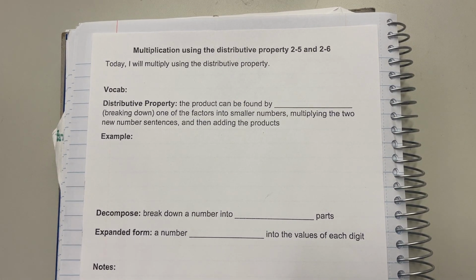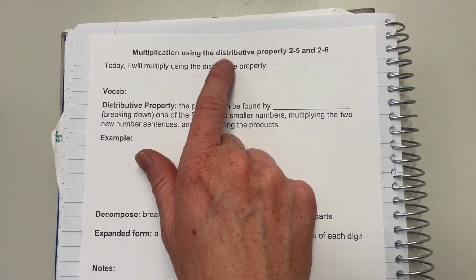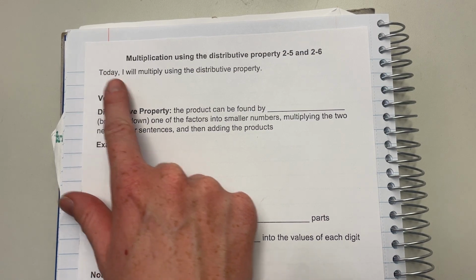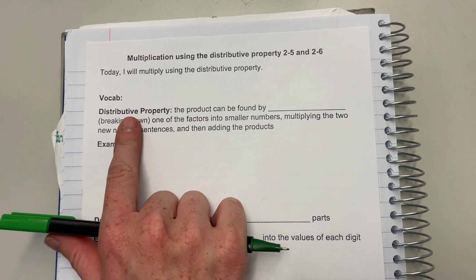This one is found in Swun 2-5 and 2-6. It is multiplication using the distributive property. Our learning goal or objective is today I will multiply using the distributive property. Our first vocabulary word is distributive property.